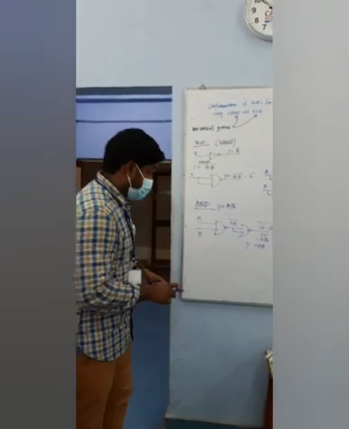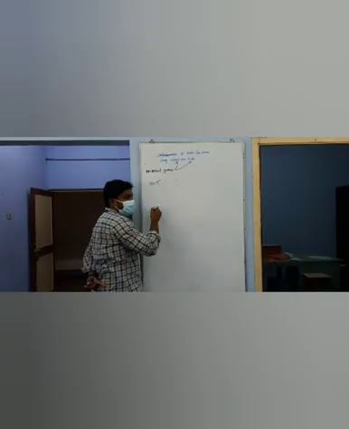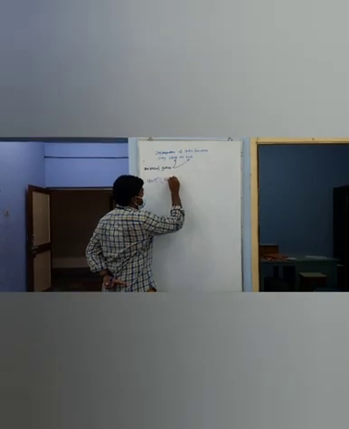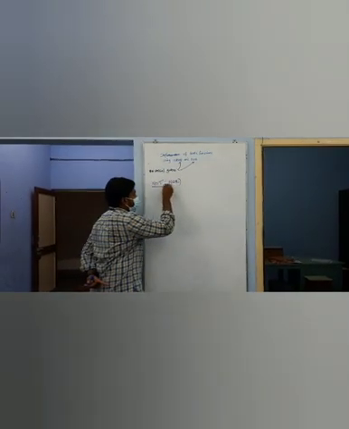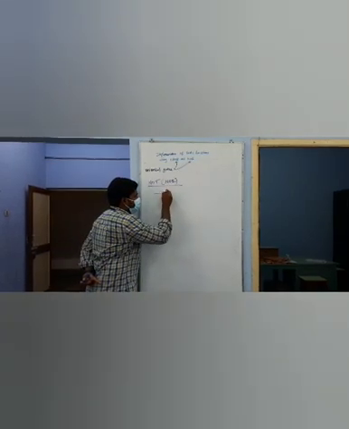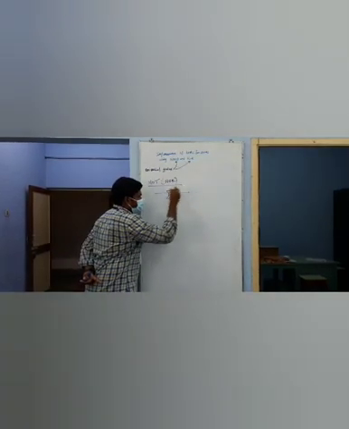Okay. Likewise we have to implement the same gates using NOR. Like this, what we have to implement? NOT using NOR. So how to do that? Very simple. This is my NOR gate.